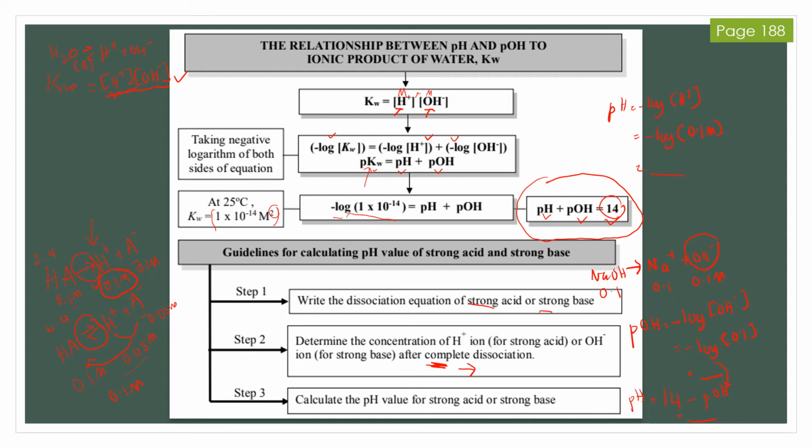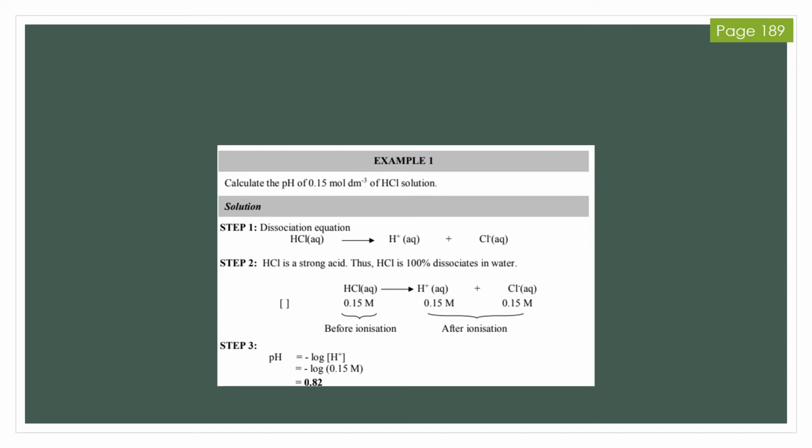So, kita akan tengok for the example. Example number 1 from page 189 in your module. Question asks you on pH 0.1 of the HCl solution. So, follow the step given sebelum ni. First, you write down the dissociation equation, HCl to form the H plus dengan juga Cl minus. Balancekan the equation. Yang ni 1 mole, yang ni pun 1 mole, yang ni pun 1 mole juga.